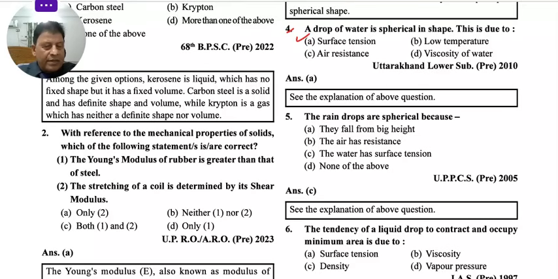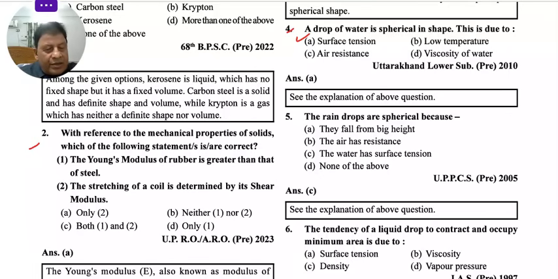So look at this one. With reference to the mechanical properties of solids, which of the following statements are correct, right? अब आप देख लीजिए इसमें the Young's modulus of rubber is greater than that of steel.